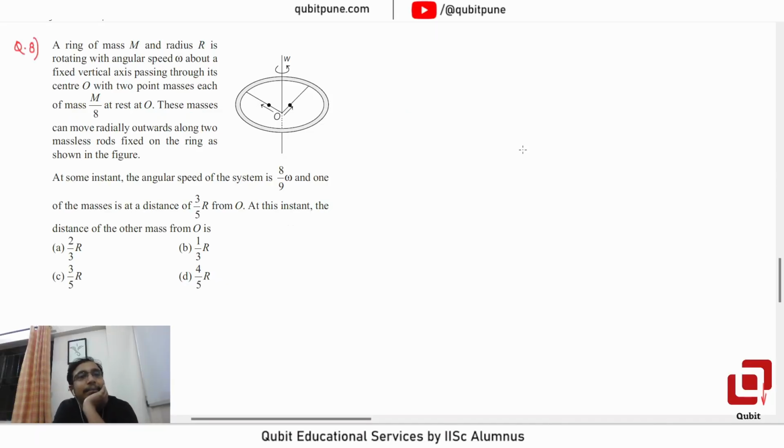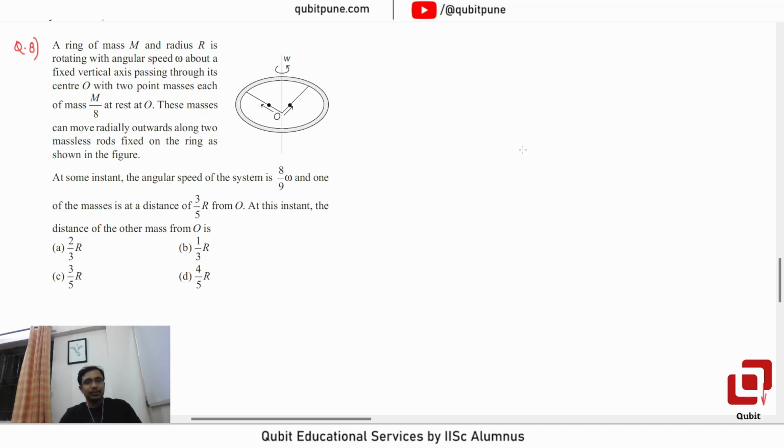A ring of mass capital M and radius capital R is rotating with angular speed omega about a fixed vertical axis passing through its center O, with 2 point masses, each of mass M by 8, at rest at the origin O. These masses can move radially outwards along the two massless rods fixed on the ring as shown in the figure. At some instant, the angular speed of the system is 8 omega by 9, and one of the masses is at a distance of 3R by 5 from O. At this instant, the distance of the other mass from O is: 2R by 3, R by 3, 3R by 5, 4R by 5.